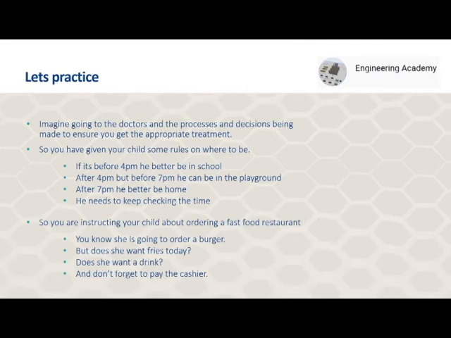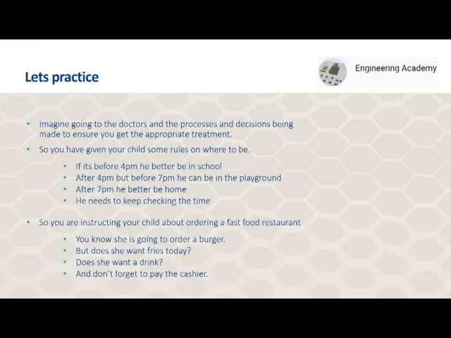Or a slightly easier one might be, you've got a child, you're giving them some rules about where they need to be. If it's before 4 o'clock in the day, they need to be at school. Between 4 and 7 p.m. they can be in the playground. After 7 p.m. they better be at home, having their tea and getting ready for bed. So you need to check the time at the appropriate times, 4 and 7 o'clock, and make a little flowchart of what you think that process would look like.